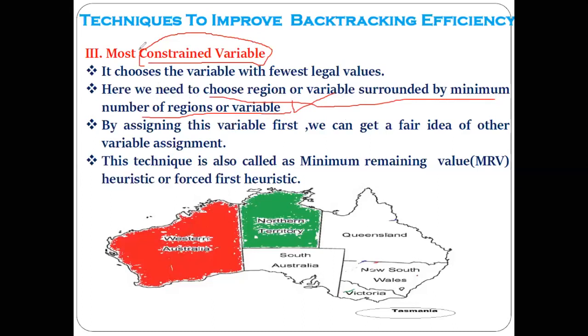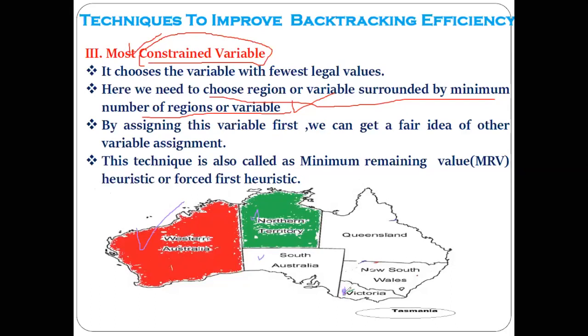Most constraining was our previous technique. This is what most constrained means. See, the regions or variables surrounded by the minimum number of regions or variables. Okay. Now, which is such a region? If you see the graph, this is one part. It is surrounded by how many variables? Yes, two. This one and this one. Now there is another region which is also surrounded by two, this region.